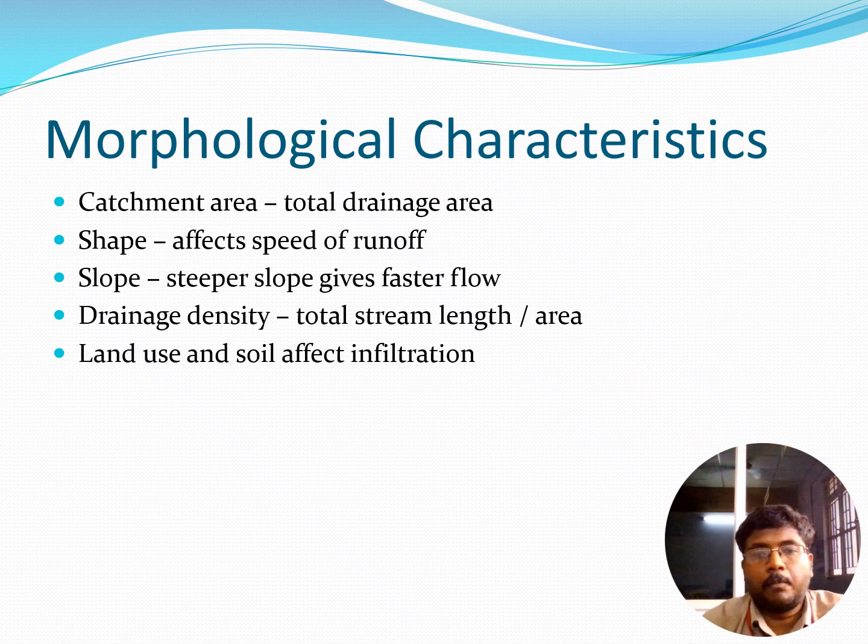We next see about the morphological characteristics of the catchment area. First of all, it is defined as the environmental conditions that dictate how rainwater partitions into surface runoff versus groundwater. Again, it can be characterized by five different types: catchment area, shape, slope, drainage density, and land use and soil, which affect infiltration.